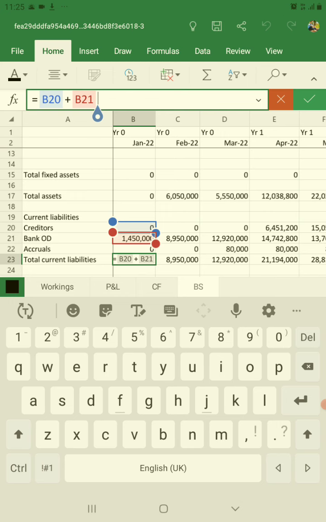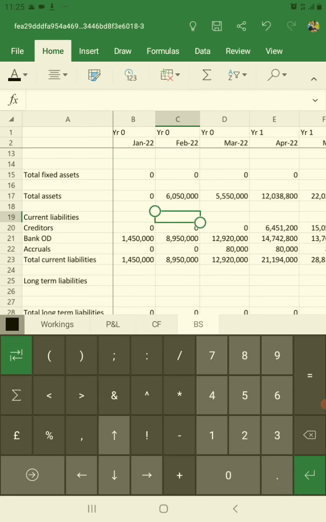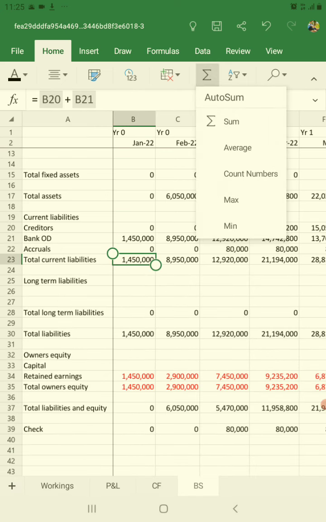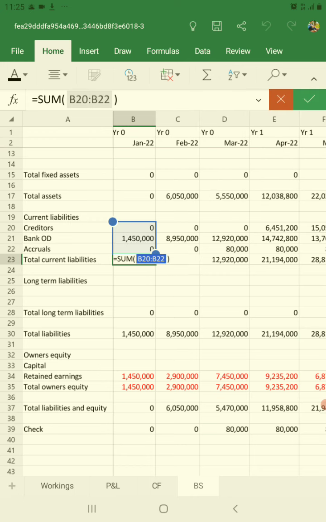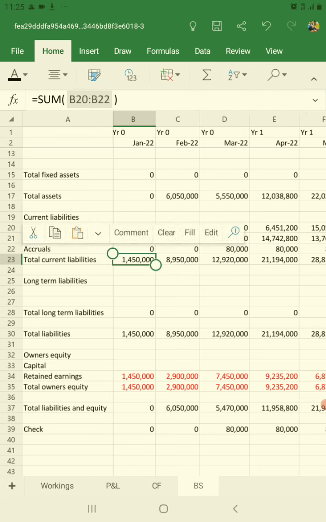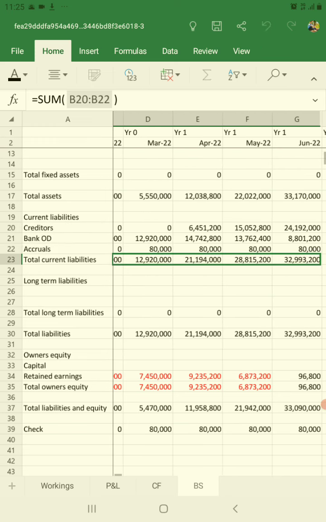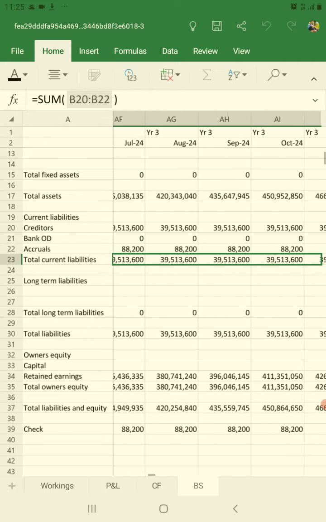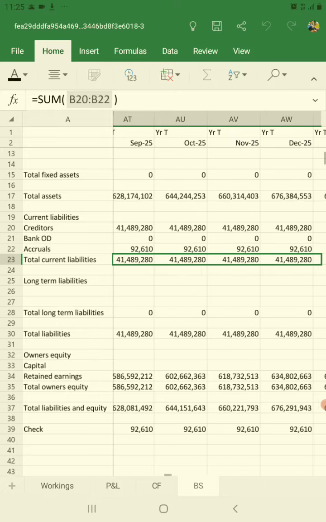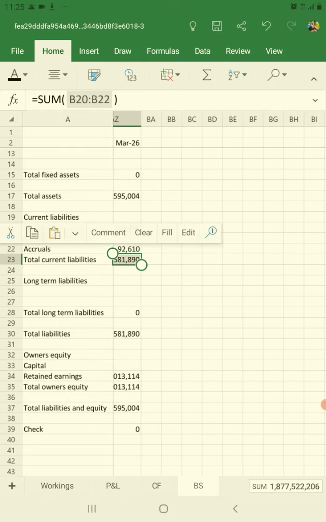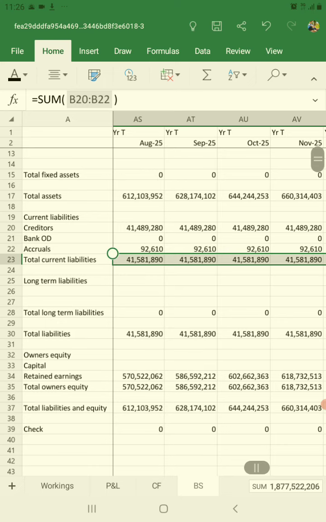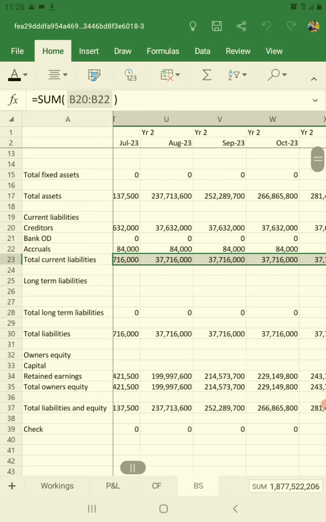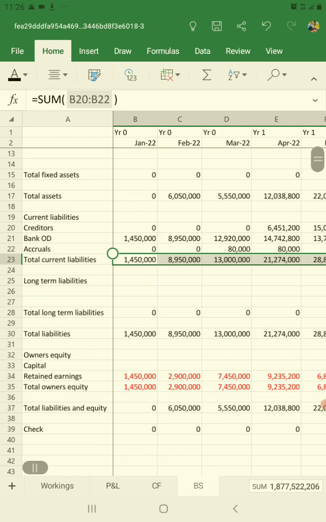Let us use a summation formula here. Summation, auto sum, enter, so that it sums all. So I fill this to the rest, total current liabilities. Yeah, so after that you can see my check below here has balanced. I have zeros. So my accounts have balanced thus far.